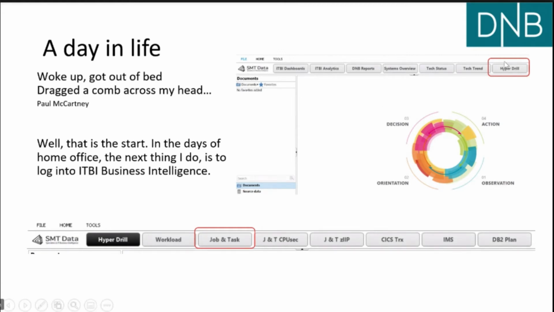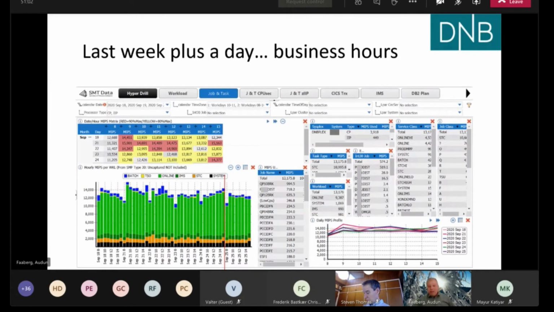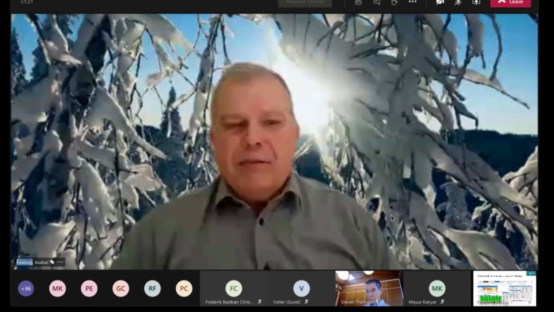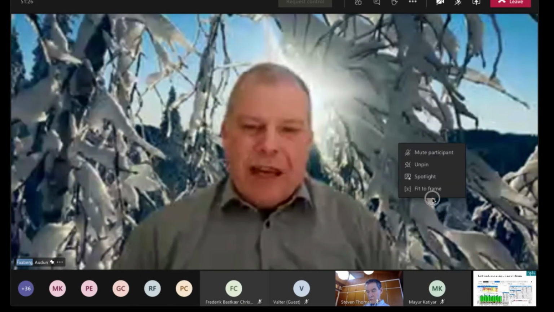I typically start by going into Hyperdrill, and then, the way I work, I go into jobs and tasks as the next part. This screen is the next screen I get up. Of course, the colors could be better, but the information is really here. I adjust some dates and things. I get business hours, 8 to 16, and the last week and a day. So I see this day and all the 5 earlier business days.